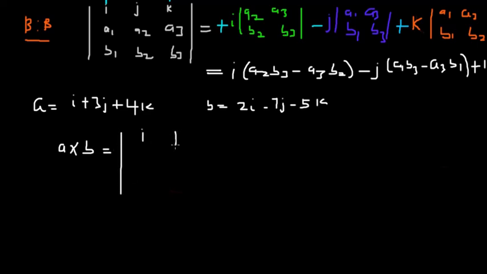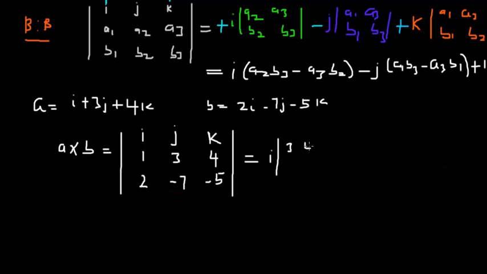that will give us I, J, K, and then we represent our vectors A and B. So you have the coefficient of I is 1, 3, and then 4, and then for B we have 2, minus 7, and then minus 5, okay. Now let's proceed with this expansion. Just like you stated earlier, anything below and beside. So for I we have 3, 4, minus 7, and minus 5, okay.